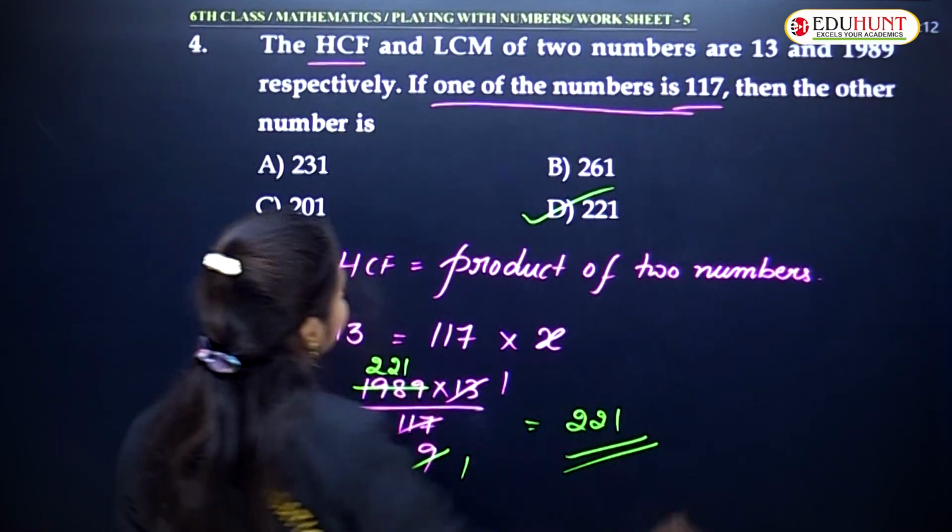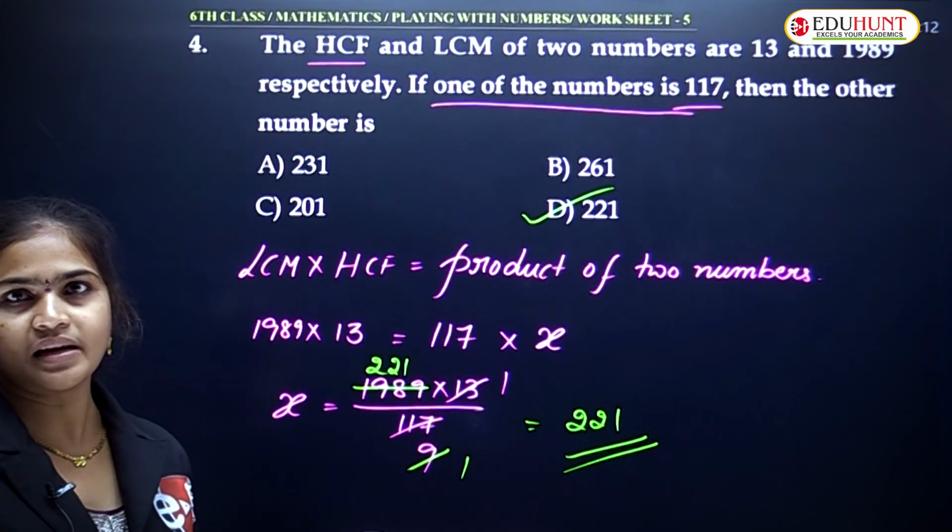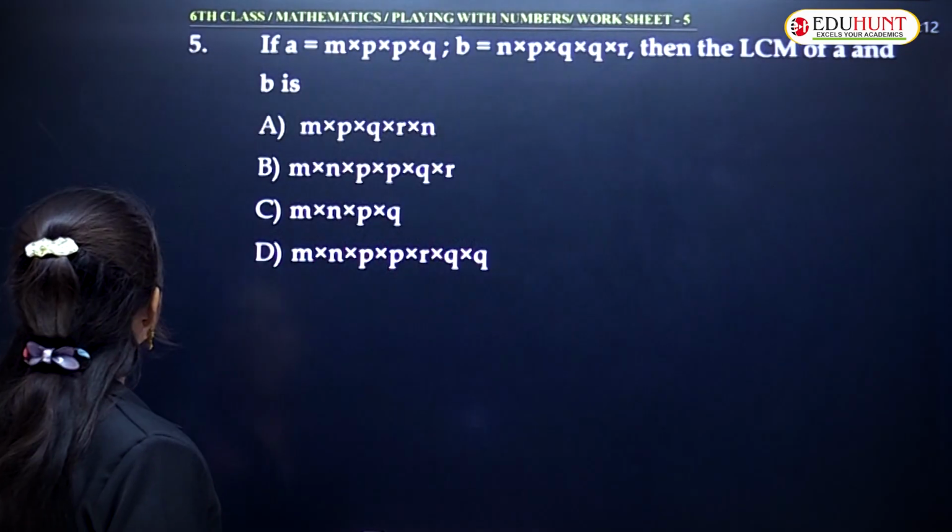So which option is correct here? Option D is correct. That is 221. Understand? Yes. Let us see the next question, ma.